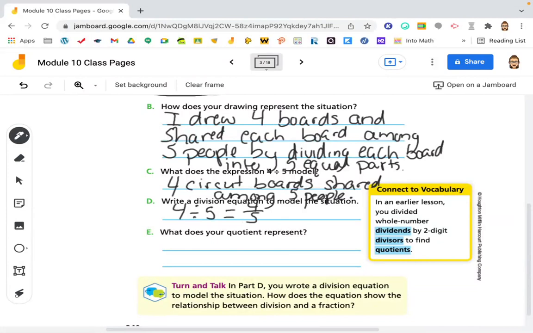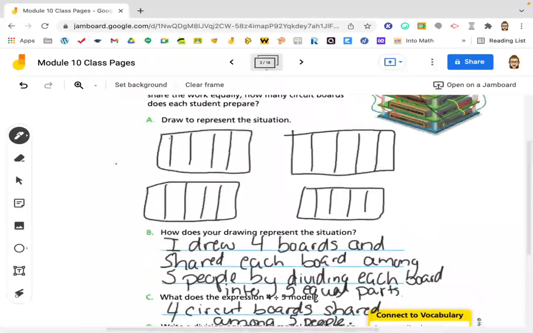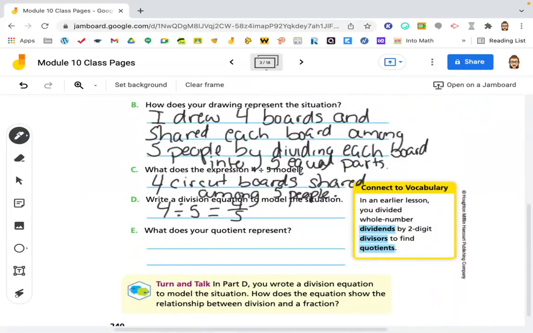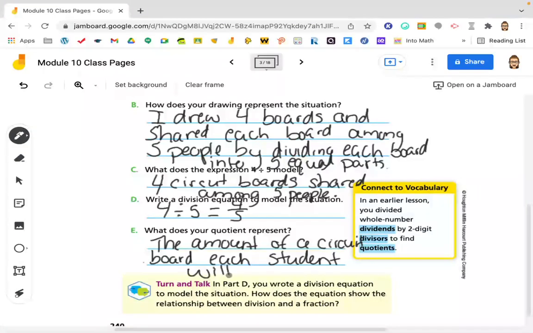And it says, what does your quotient represent? And again, we can see the 4/5. But if we shade in one of each of these, each person would have 4/5. That's where we get the 4/5. So the quotient represents the amount of a circuit board each student will prepare.